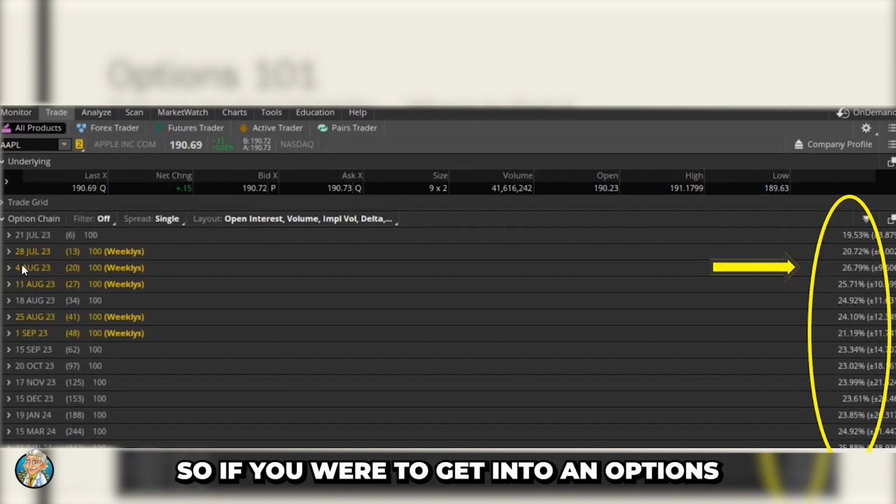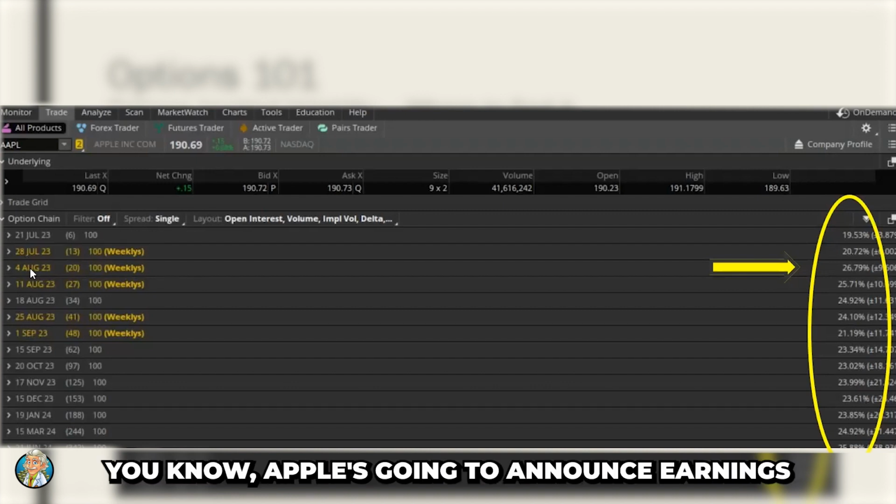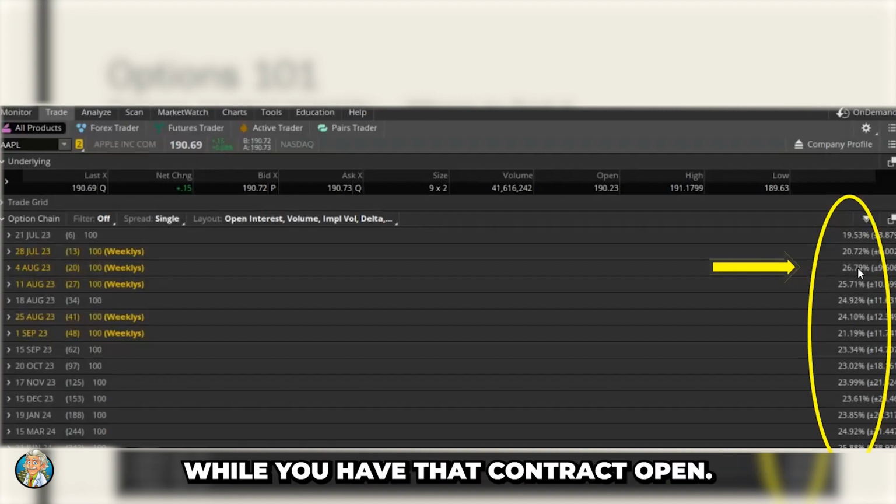So if you were to get into an options contract prior to then, that could be a risky venture. You know, Apple's going to announce earnings while you have that contract open. That could be a good or bad thing. We're not really sure, but the market is saying, hey, that's a riskier investment for you. And they're telling you so by giving you the implied volatility.